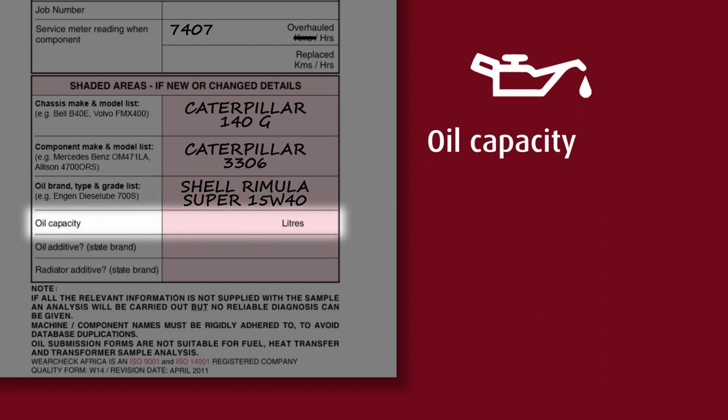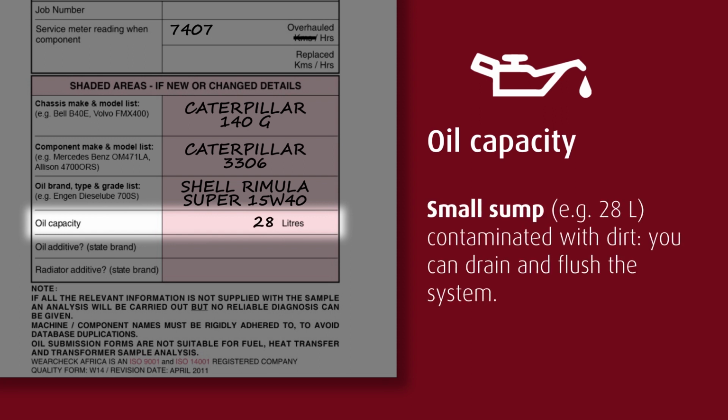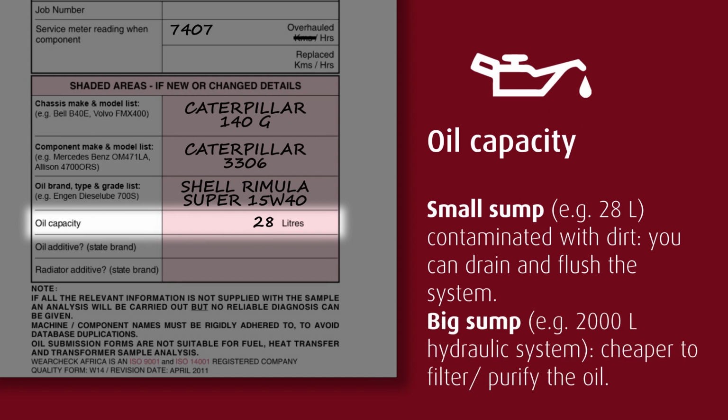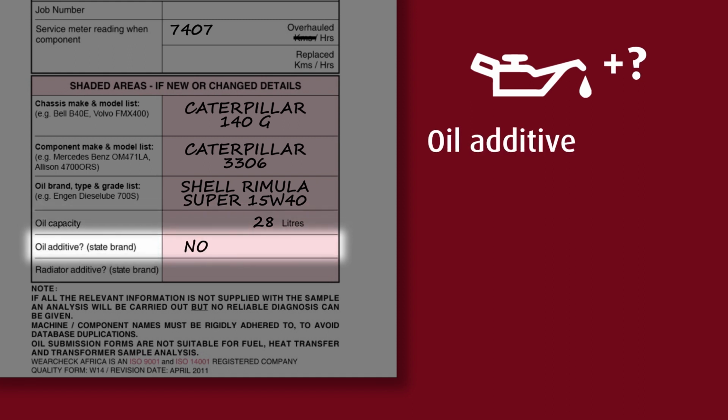The oil capacity provides useful information that could affect the diagnosis. If a small sump, such as 28 liters, is contaminated with dirt, it is no problem to drain and flush the system. However, if this were a 2,000-liter hydraulic system, it would be cheaper to try and filter or purify the oil. If a supplemental oil additive is in use, it is useful to know this, as the presence of an additive may be responsible for influencing the results.